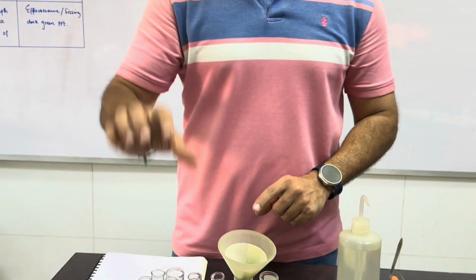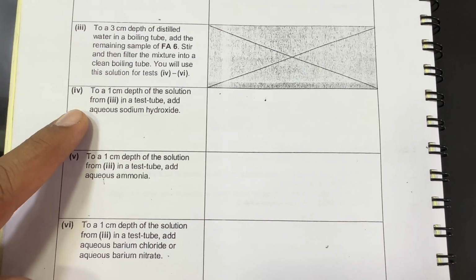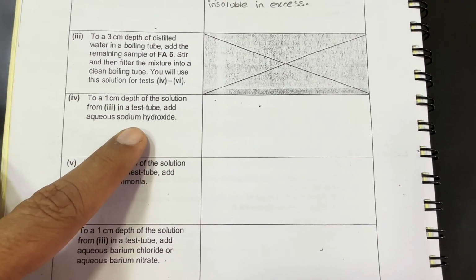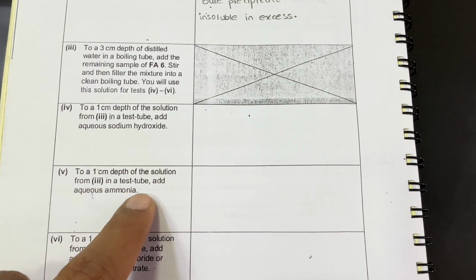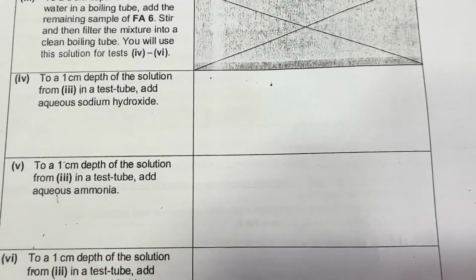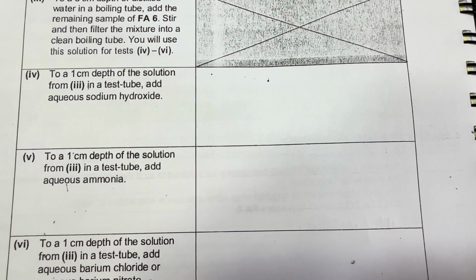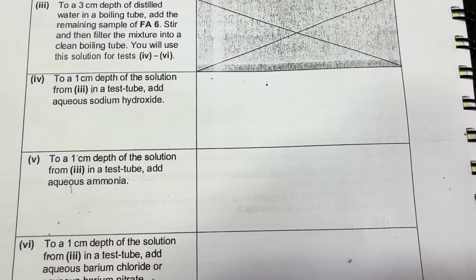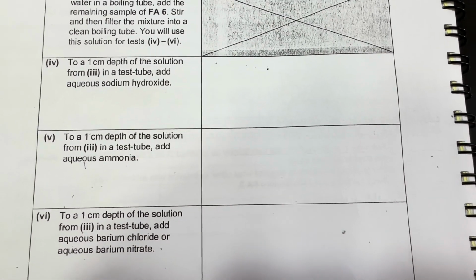Now in the next part they have said to take a 1 centimeter depth of this solution from part 3, in a test tube add aqueous sodium hydroxide, and the next test is in the same 1 centimeter depth of the solution from part 3 in a test tube, add aqueous ammonia. Now let me remind you that in these two parts, sodium hydroxide and ammonia are added, and we add these two solutions to detect cation. Therefore, we will perform this in two steps: first few drops and then excess. And also with sodium hydroxide, we warm the mixture with moist red litmus paper for the ammonium ion detection. So let's continue with this test.